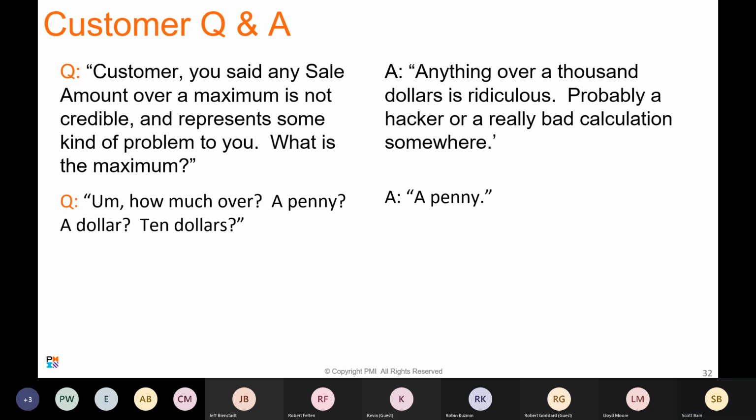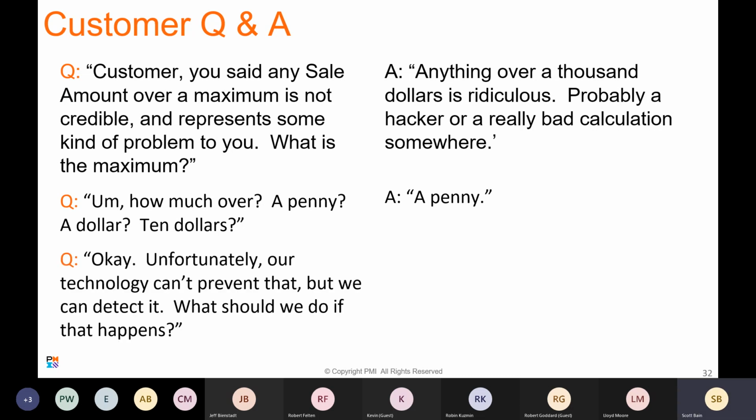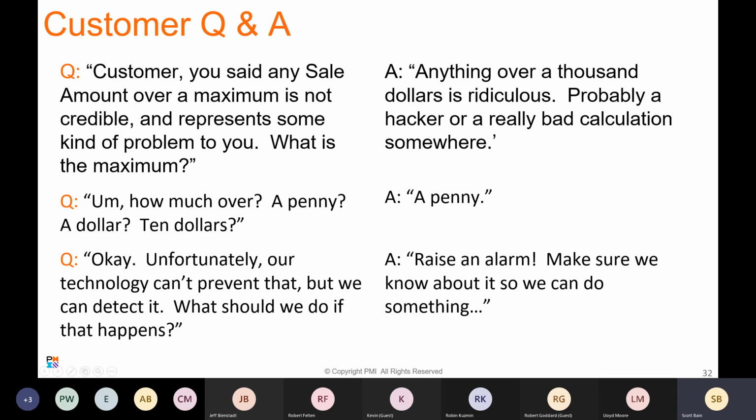But C#, for example, does not have a type that is limited to 1,000 exactly. So we have to ask even more. Okay, our technology can't prevent that, but we can detect it. What should we do if that happens? We could do a lot of things. We could lower it to 1,000, for example. The customer says, raise an alarm. Make sure we know about it so we can do something.